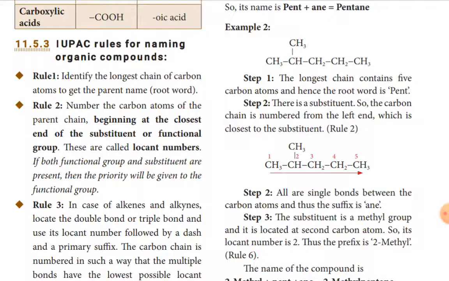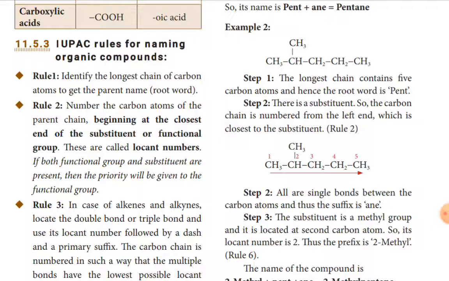Suppose a functional group is attached. That functional group also gets the lowest possible number. If both the functional group and substituent are attached, what will we have to do? We have to give priority to the functional group first, then next the substituent. So that is the second rule.